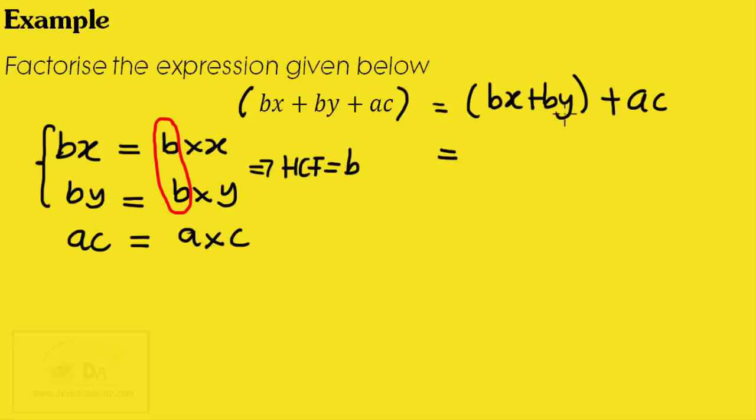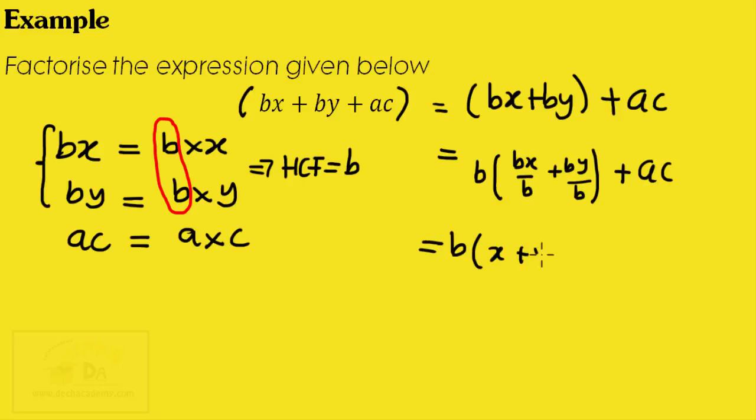So you divide this expression through by its HCF and you multiply the result by the HCF. And then the ac term just remains unchanged. Doing so gives b times (x plus y) plus ac, because b over b is 1 each time, and we're just left with x plus y. So this expression, when factorized, is this.